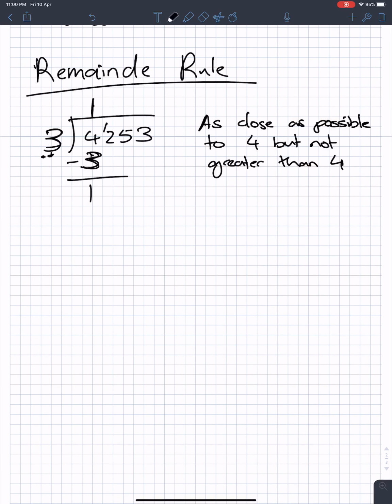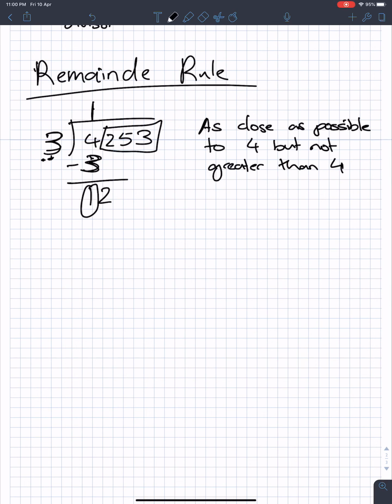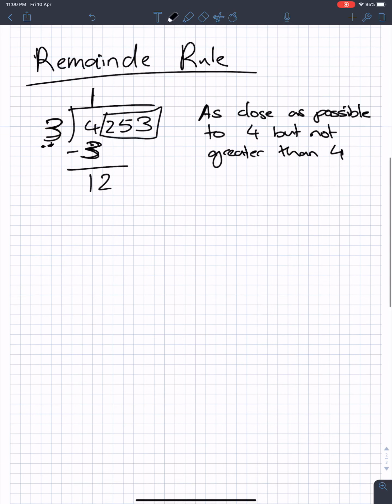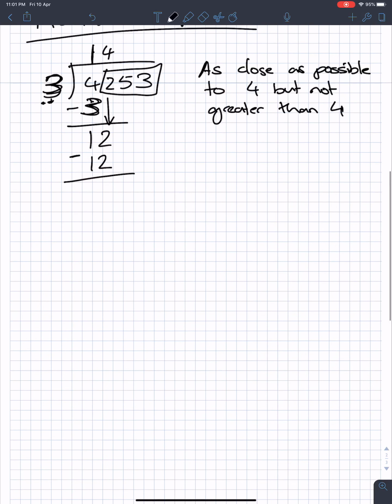Now we look at the numbers that are left. We drop down the 2, so we get 12. We only drop down the 2 because the 1 by itself is less than 3, so we can't really use that number. It's not big enough. So we say our 3 times tables until we get close to 12: 1 times 3 is 3, 2 times 3 is 6, 3 times 3 is 9, 4 times 3 is 12. That number fits perfectly. Now we subtract again: 12 minus 12 is 0.